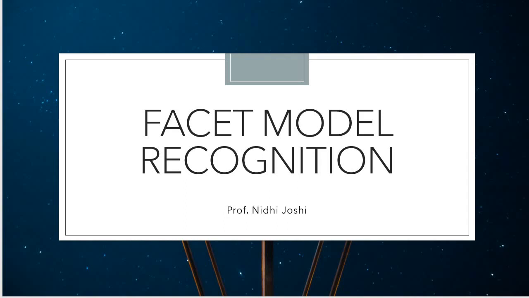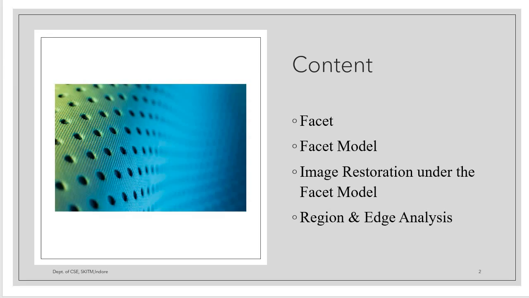I am going to discuss the subject Image Processing and Computer Vision. The subject code for this subject is CS803, and in that I am talking about the fifth unit, that is the facet model recognition. My agenda for this session is to discuss what is a facet model, image distortion under the facet model, and lastly what is a region and the edge analysis.